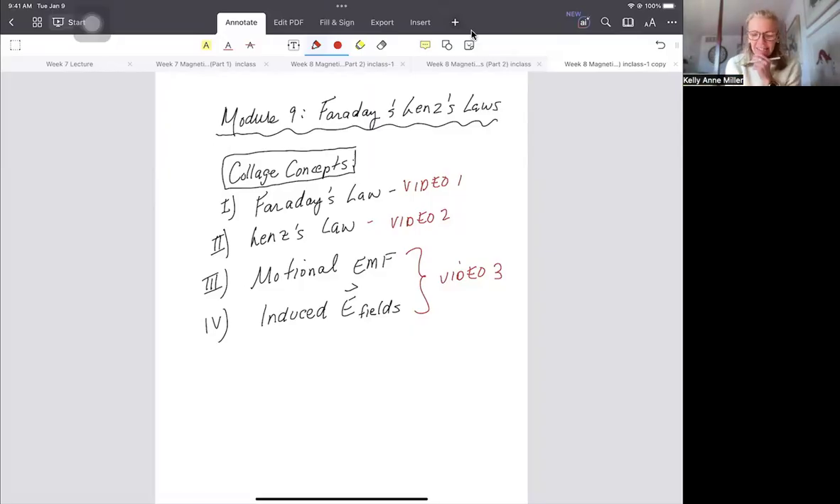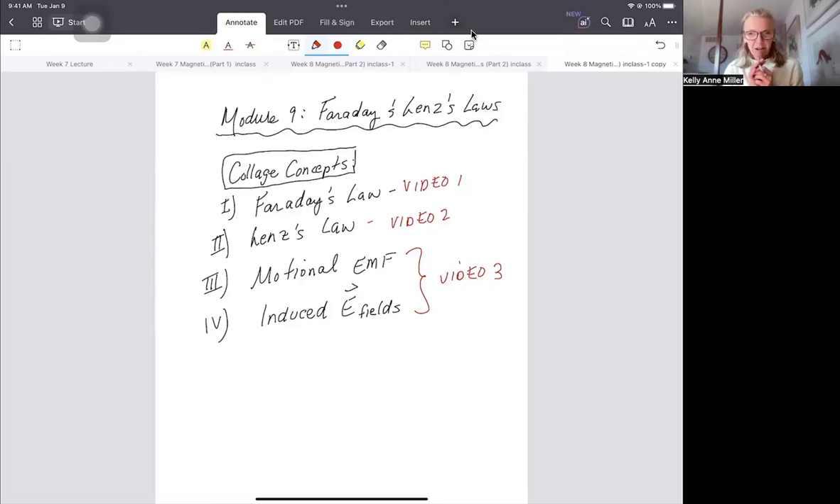Module 9 focuses on two laws in magnetism, and they're really the fundamental laws that link magnetism to electricity. It's sort of like we're now at the part in the course where it's all coming together, and things that you learned at the first part of the course will start to come back as you see the connection between electricity and magnetism. The content is organized into four different concepts.